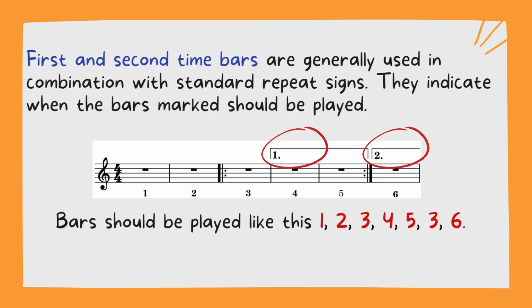First and second endings are generally used in combination with standard repeat signs. They indicate when the bars marked with these endings should be played. Look at the image. A performer should follow this order: 1, 2, 3, 4, 5, 3, and 6. First, the bars under the first ending should be played. Then, repeat the section and play the bars under the second ending.